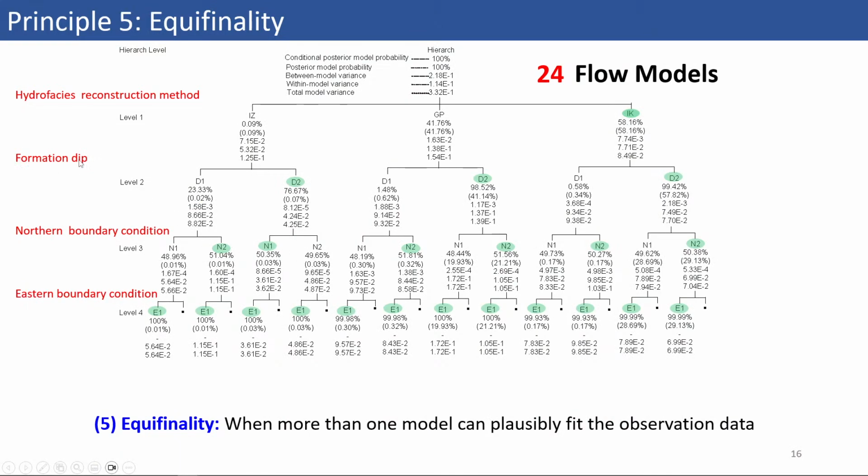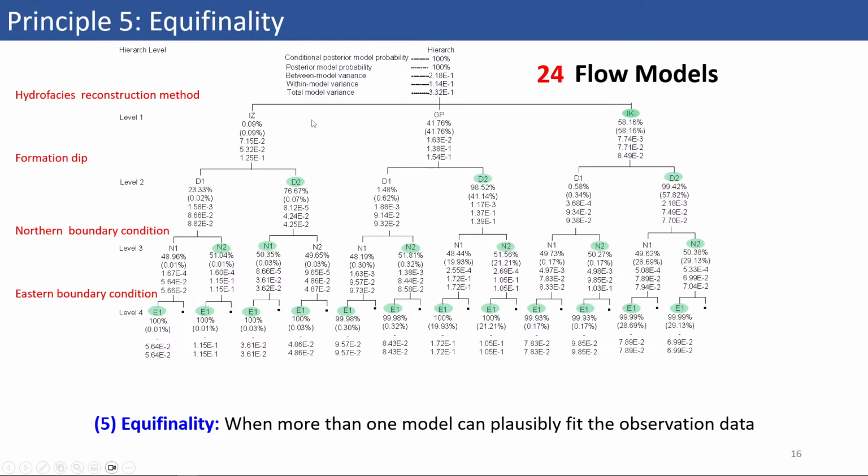With respect to the formation dip, under formation dip 1 and formation dip 2, this one got higher probabilities than this one, and this one got higher probabilities than this one, which means that this tends to be a better idea than these. And with respect to our hydrofacies construction method, the 3 geostatistical methods, this one got almost 0 probability, and these got 40% and 50%. So these are 2 good ideas.